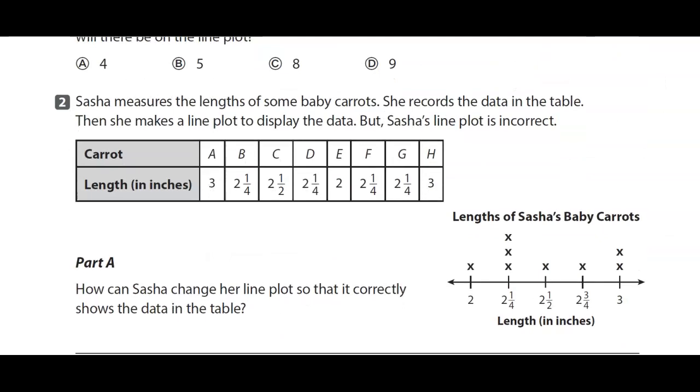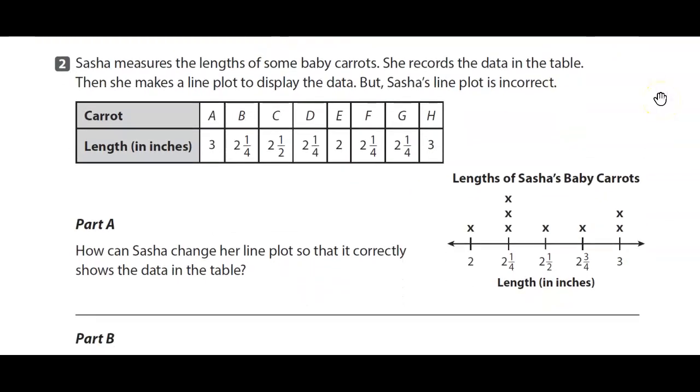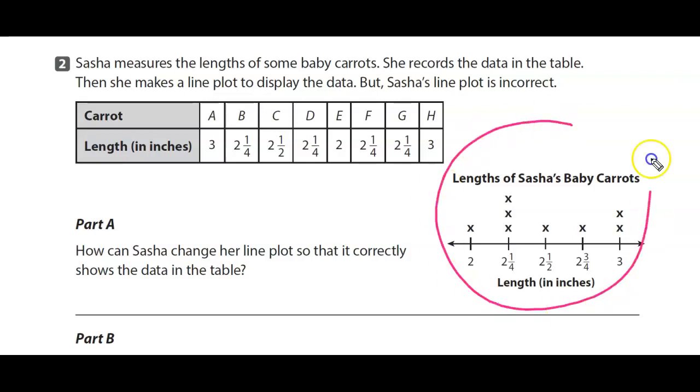Here it says Sasha measures the lengths of some baby carrots. She records the data in the table. Then she makes a line plot to display the data. So Sasha's line plot is incorrect. This part is incorrect right here. How can Sasha change her line plot so that it correctly shows the data in the table? So let's look at the data.